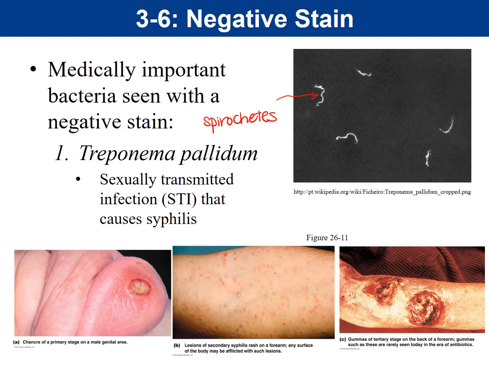About 6 weeks after the first sores appear, the second stage of the disease may start to appear. And the most common symptom during this stage is going to be a rash, which can appear on any part of the body.